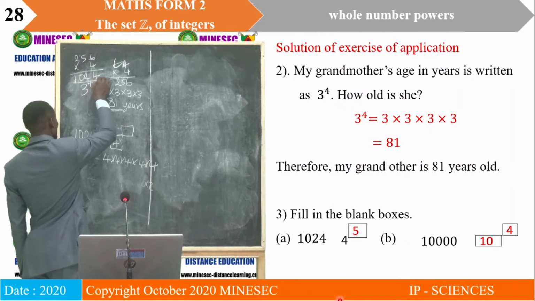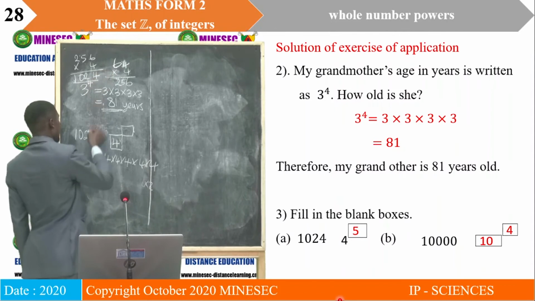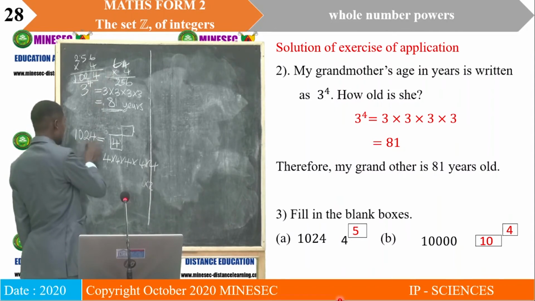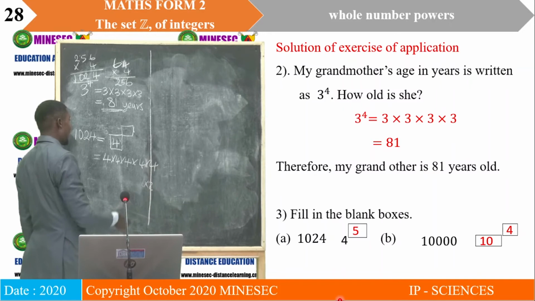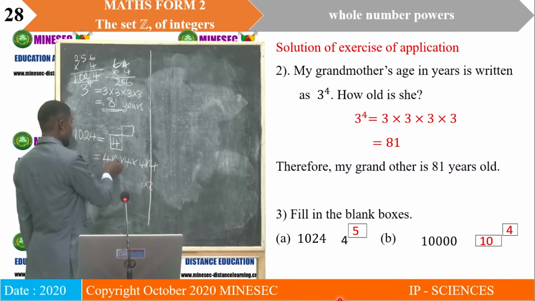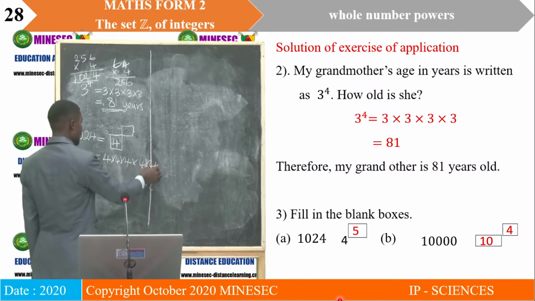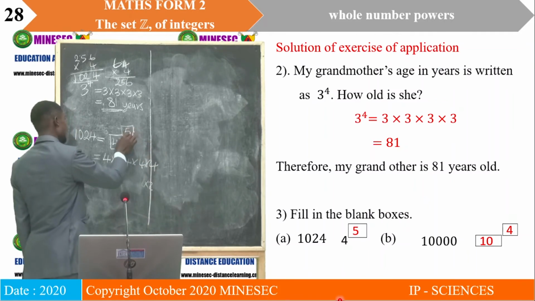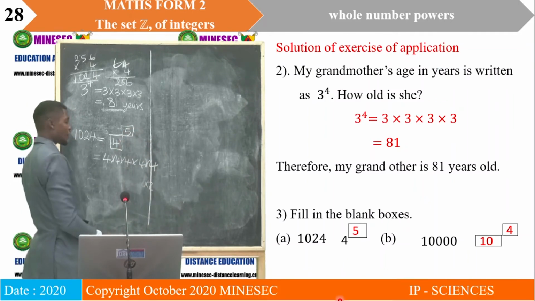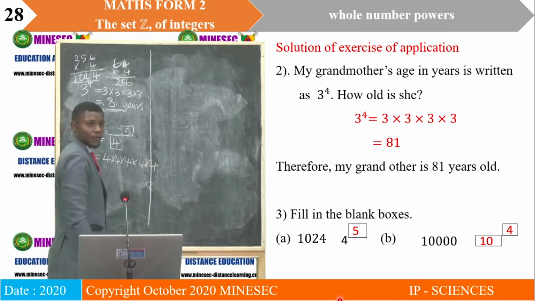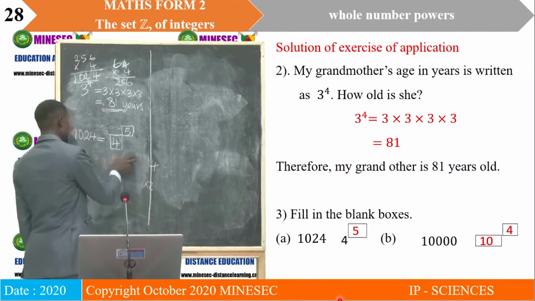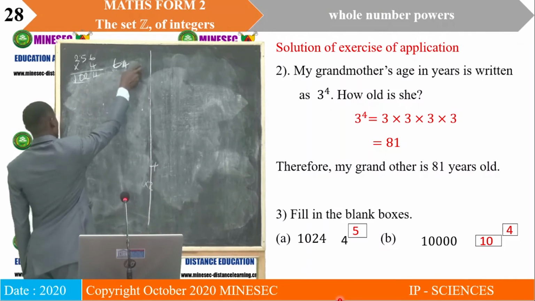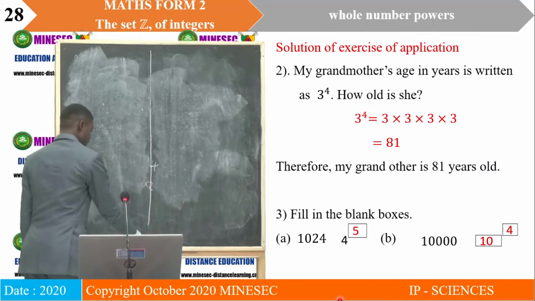Now at this stage, we see that the answer that we have is equivalent to the number that was given to us, which is 1024. So let's count the number of times we have multiplied 4 to have this. We have 1, 2, 3, 4, 5. It means that the power is 5. So 4 raised to the power 5 gives us 1024.